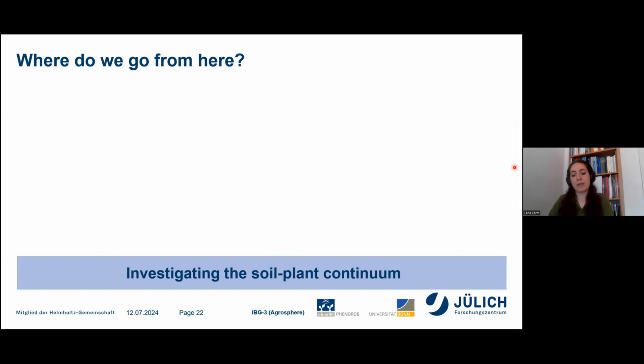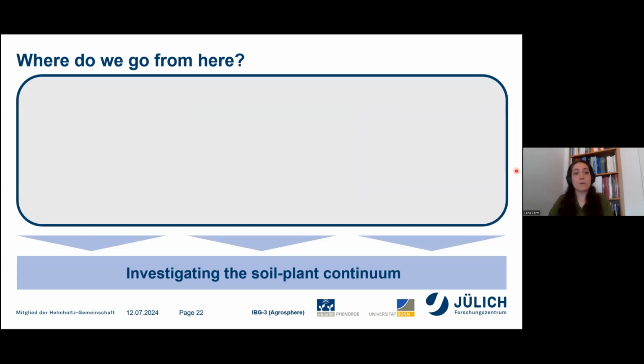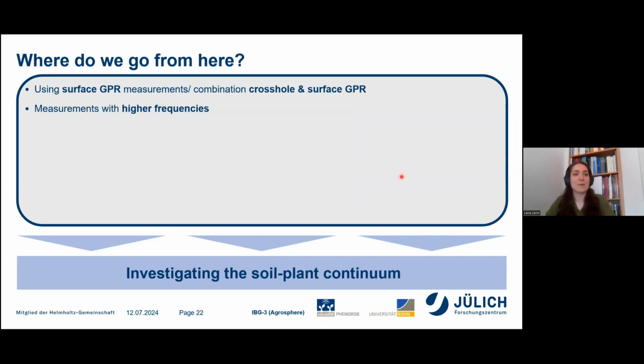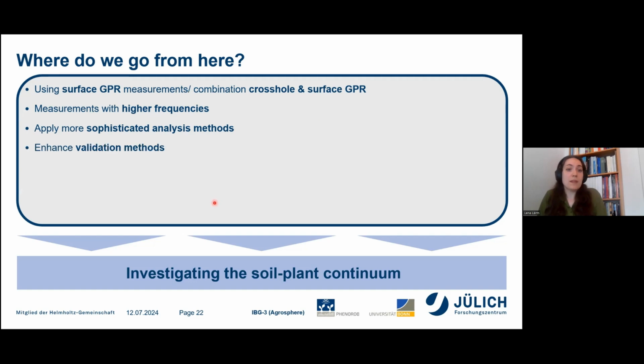Taking all that, where can we go from here? We could use surface GPR measurements or couple them with cross-borehole measurements, since not everybody has a rhizotron facility on hand, of course. We need to measure with higher frequency to increase our resolution, since roots are kind of small scale. We need more sophisticated analysis tools like the full waveform inversion, like I showed you. And we need to enhance validation methods.